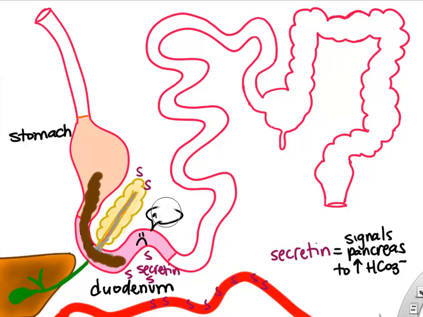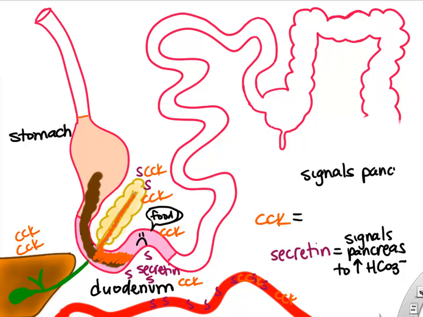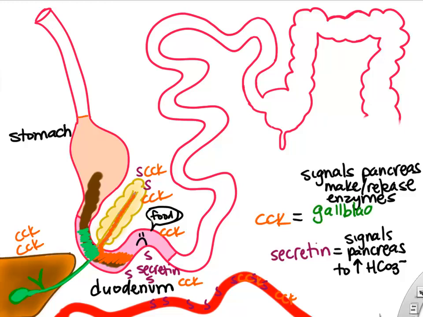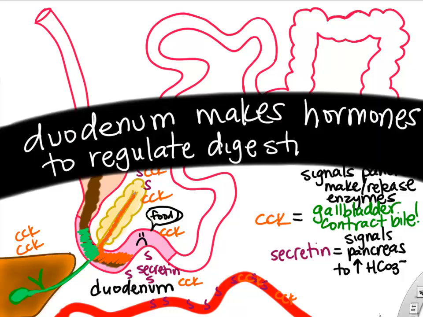As partially digested food enters the duodenum, it releases a different hormone called CCK. CCK then targets, for example, the pancreas to secrete more digestive enzymes to help digest that partially digested food entering the duodenum. CCK also stimulates the gallbladder to contract and to secrete bile into the duodenum. And remember that bile will help in digestion of food as well, especially fat. So the duodenum is an example of an organ that makes hormones to regulate the other parts of the digestive tract.